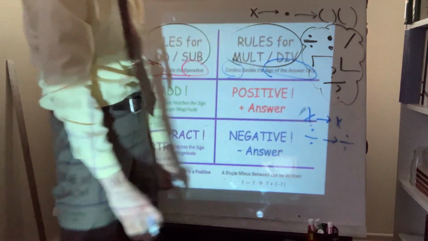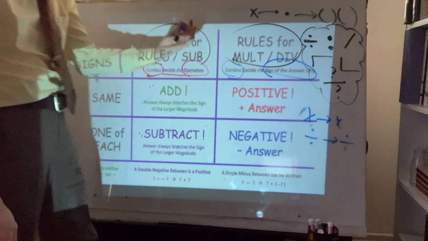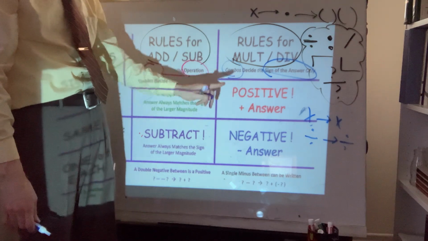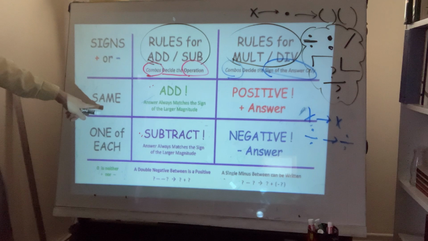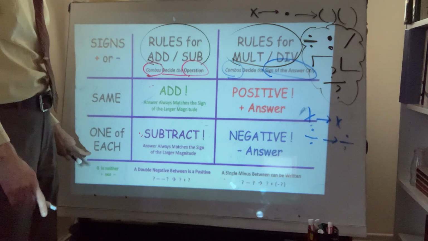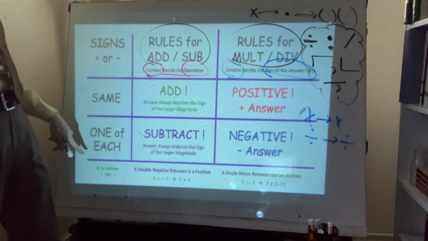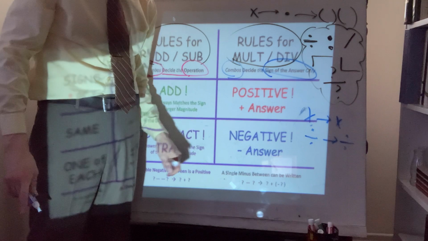Dividing is dividing. But the answer, the product in some cases and the quotient in others, would be a positive when they're the same signs. A negative times a negative is a positive. When you have one of each sign, one thing is positive, one thing is negative, the answer is negative.